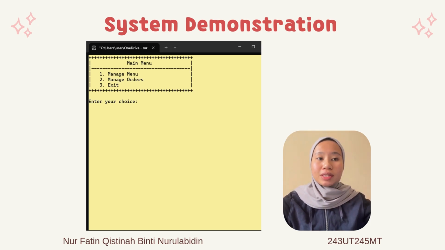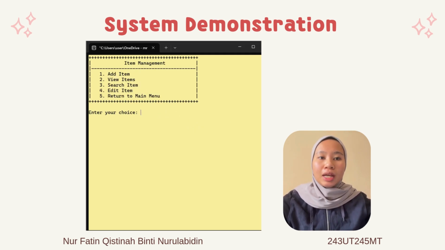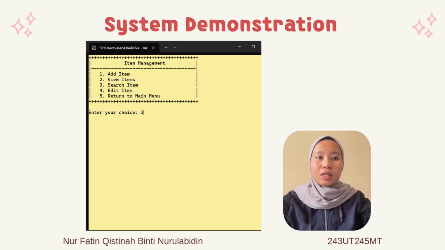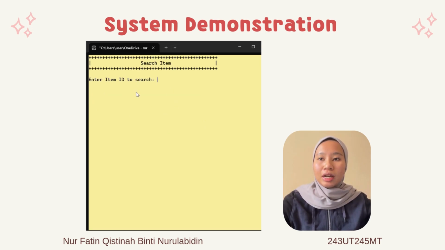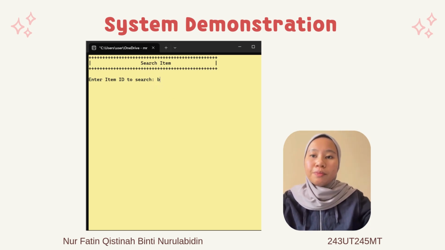I will demonstrate the search item and edit item. First, in the main menu, I will enter number 1 to manage menu. Then it will go to item management where you can manage your item. Now I will demonstrate search item and edit item. If I enter number 3, it will go to the search item section, and it will prompt the user to enter an item ID. Let's say I want to enter B01.